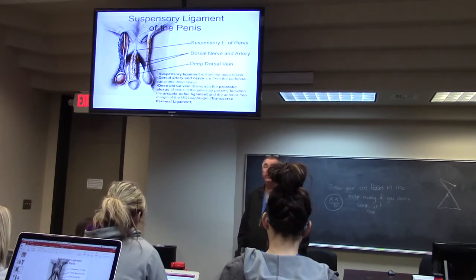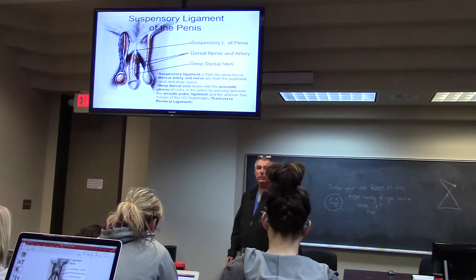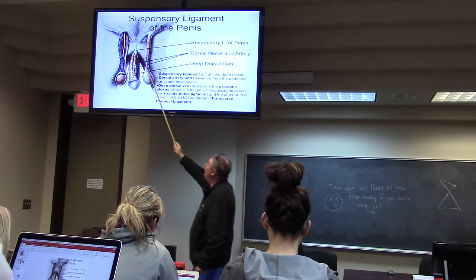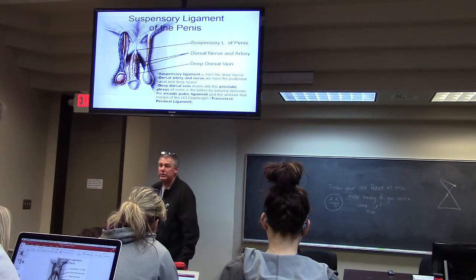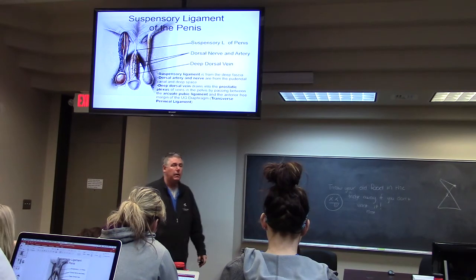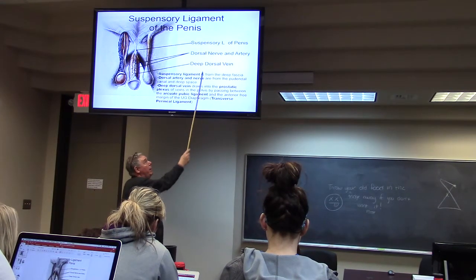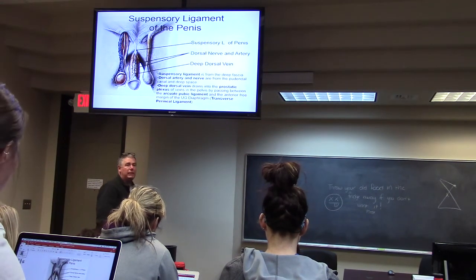The suspensory ligament in a male is like the suspensory ligament of the clitoris in the female. It suspends the stuff from the pubic ramus. It's just a continuation of the deep fascia. This is a sort of a summary of the nerve and vascular supply.